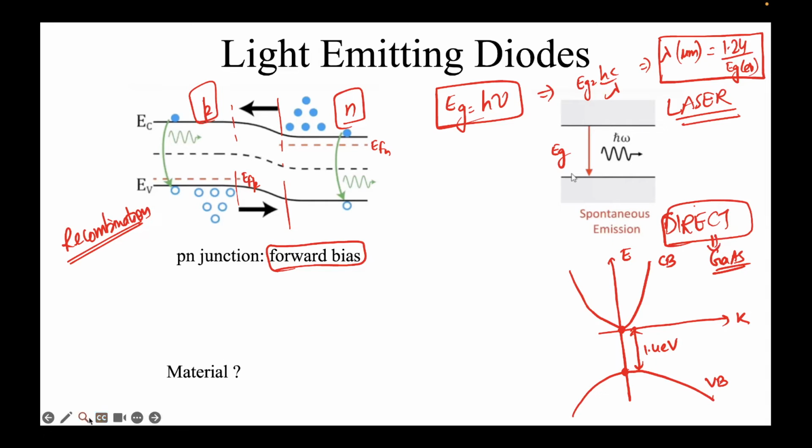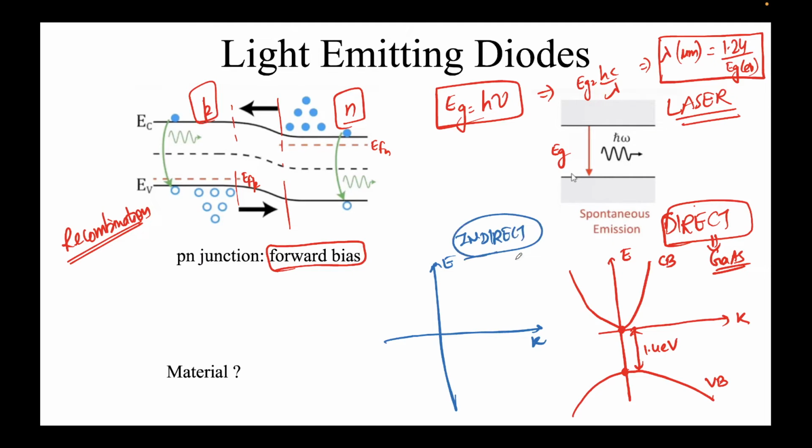Now let me draw an example of an indirect band gap material. Again, I'll draw the E versus K, and this is for indirect. In the blue, I have the indirect band gap materials. A good example is silicon. Again, let's draw the conduction band first. This is the conduction band, this is the minimum of conduction band, and let's draw the valence band now. So this is the valence band.